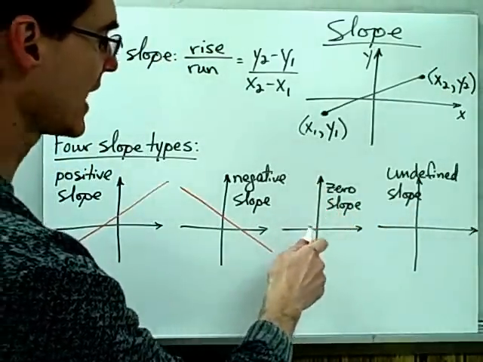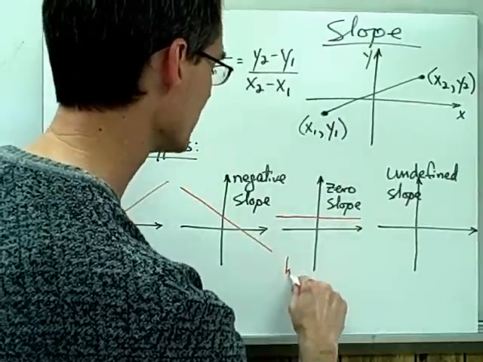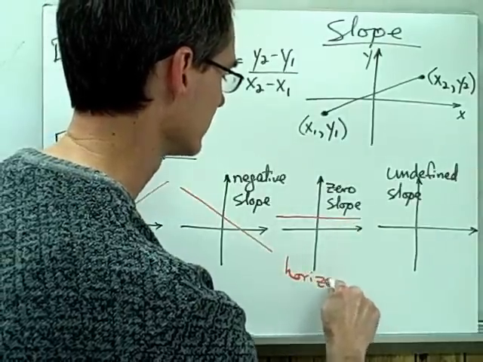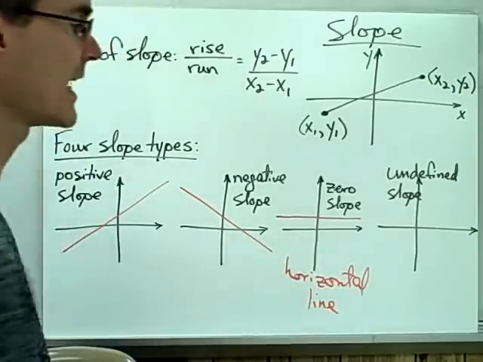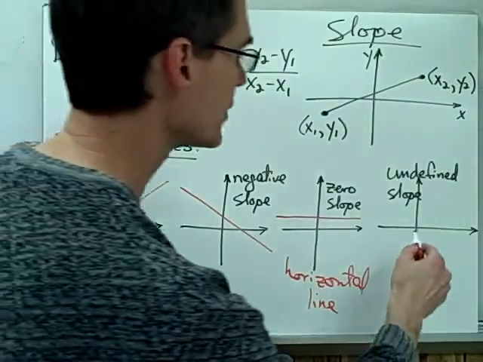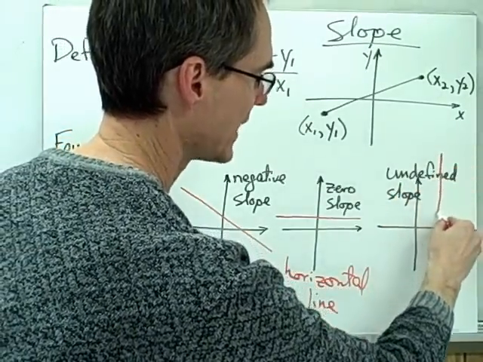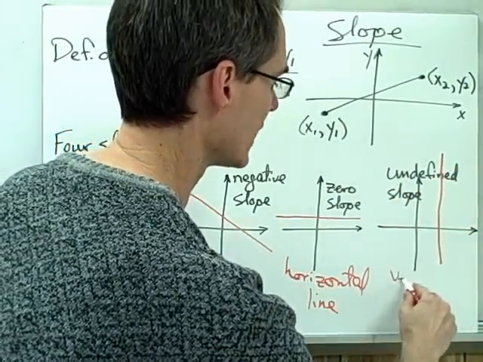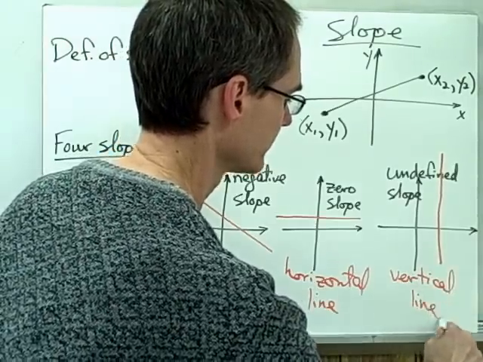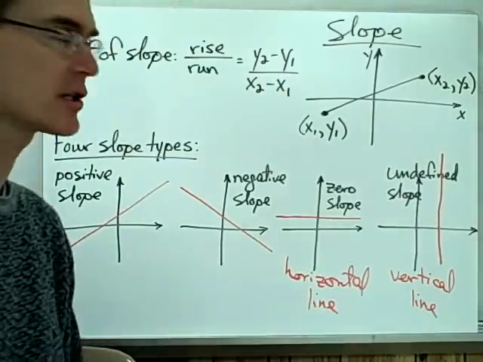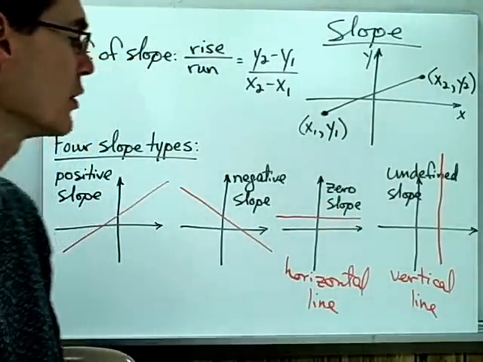Now, there's 2 other types of slope. We have a line that has 0 slope. That's a horizontal line. A horizontal line has 0 slope. And then we also have a line with what's called undefined slope. And that's a line that goes straight up and down, or a vertical line. So a vertical line has undefined slope, and a horizontal line has a slope of 0.